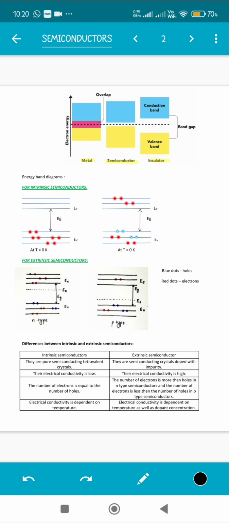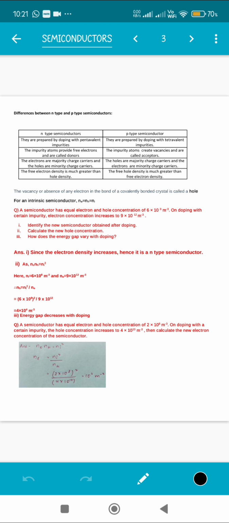In case of intrinsic semiconductors, electrical conductivity depends upon temperature. Of course, we have studied that on increasing the temperature only, a semiconductor will behave like a conductor. So temperature is very much important for semiconductor. But in extrinsic semiconductors, not only temperature is the essential factor, along with that how much doping we are doing, the dopant concentration, how much doping we have done to the semiconductor crystal, that is also playing a major role in determining the conductivity. Now let's see the differences between N-type and P-type semiconductors.